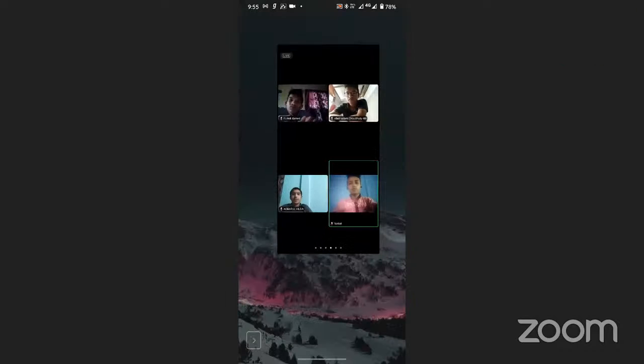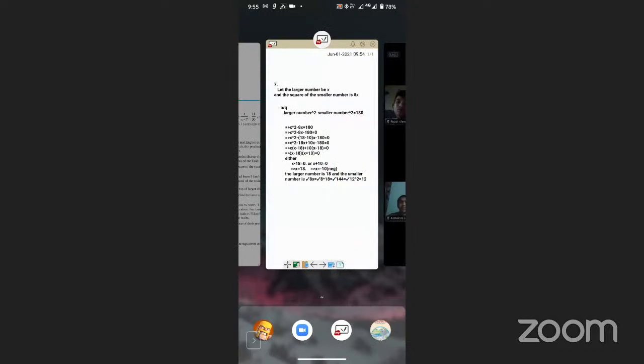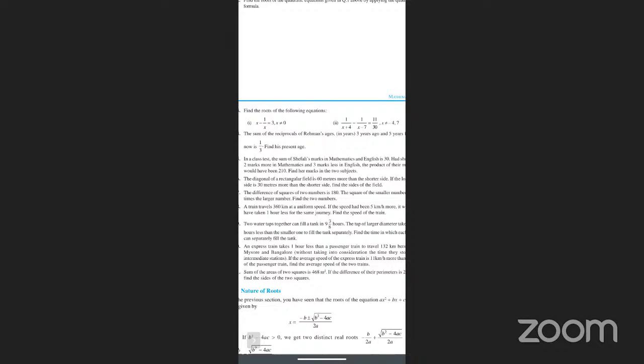Okay, we will just write the statement and let us see what we can do with this particular one. Now they say a train travels 360 kilometer at a uniform speed. Uniform speed means constant speed. They say if the speed had been 5 kilometer per hour more, that means if the speed of the train is increased by 5 kilometer per hour, what was the normal speed.